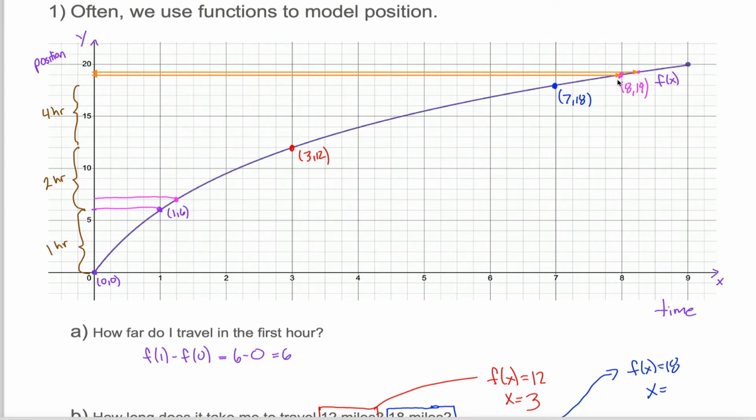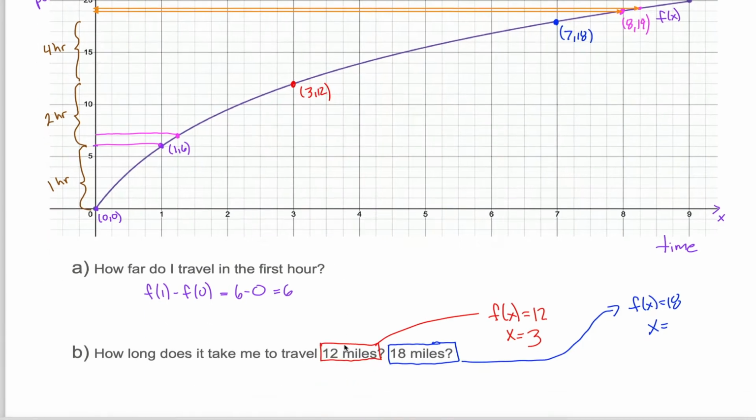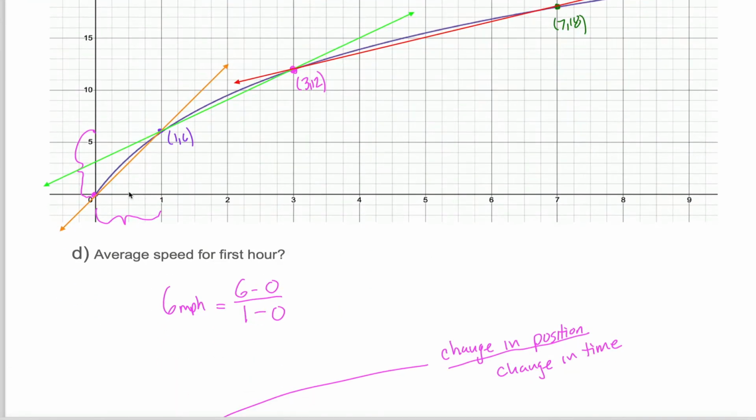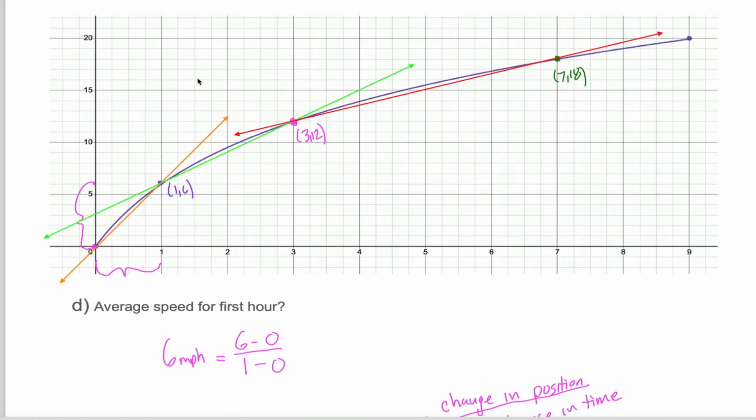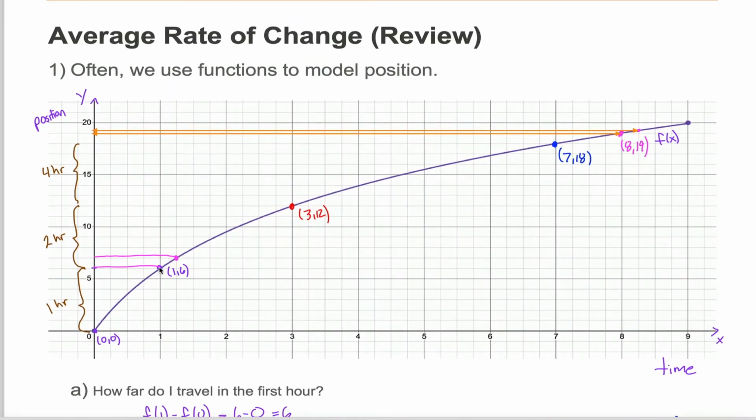But there's good news. Average speed is something we can figure out. Average speed is just the slope of the secant line connecting 2 points. If I want to know the average speed from time 0 to time 1, all I have to do is figure out the slope of this line in orange that connects this point where x equals 0 and this point where x equals 1. That's the average speed over my first hour. That's not the instantaneous speed at this point. To figure out the instantaneous speed at this point, what I need is an idea of how steep the graph is at this point. The slope of the curve, loosely speaking.